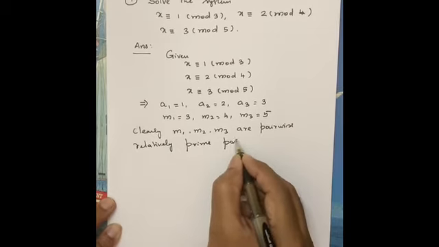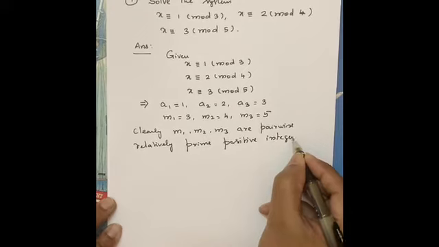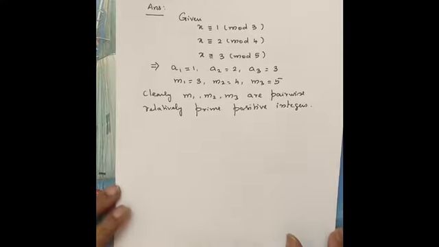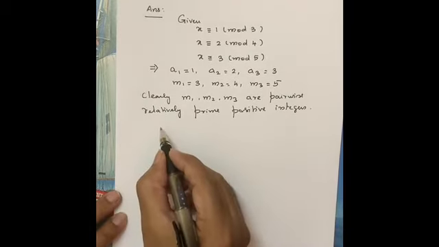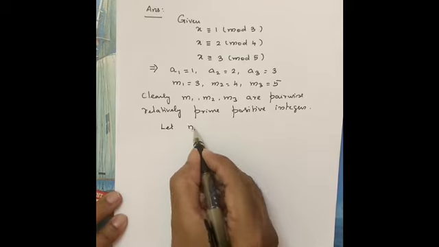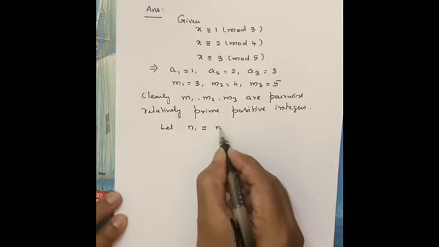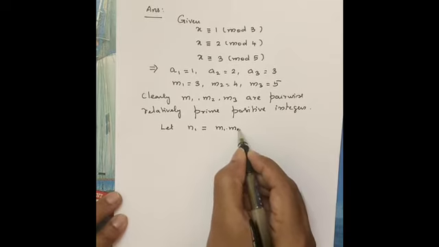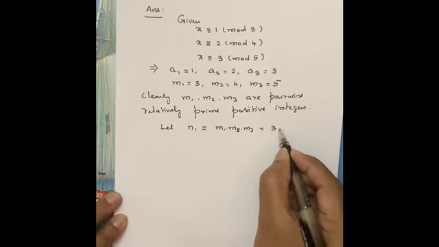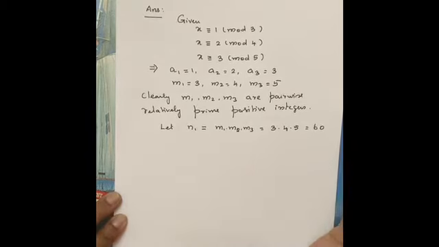Positive integer. Okay, this is a condition in the Chinese remainder theorem. Next, what do we have to assume? N equal to, what is n? In the Chinese remainder theorem, we have to recall m1 times m2 times m3. What is the value? 3 times 4 times 5 equals 60.